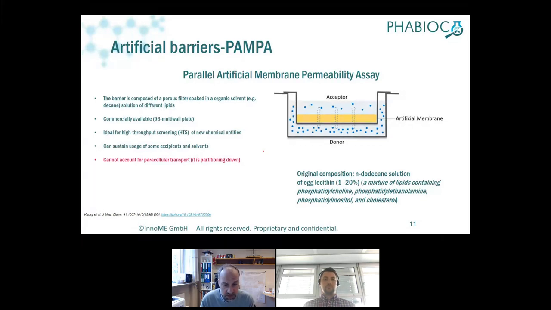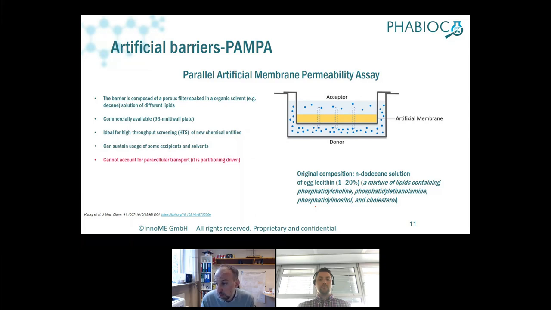It is also based on 96-well plates, but in this case the barrier is a synthetic, inert filter that is soaked with a mixture of lipids and organic solvents. The original composition was n-dodecane and egg lecithin. Now there are different types of PAMPA that can mimic more the skin, the blood-brain barrier, or the GI tract, and this is done by changing the lipid composition.